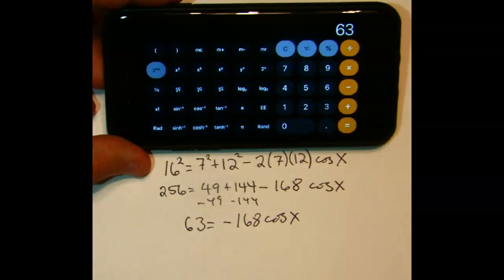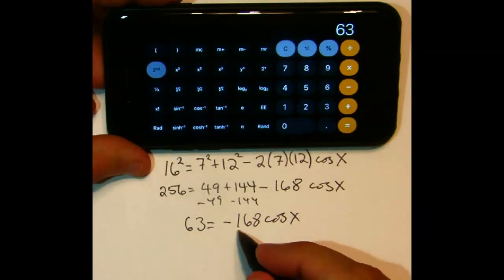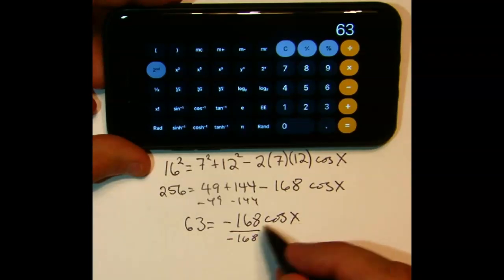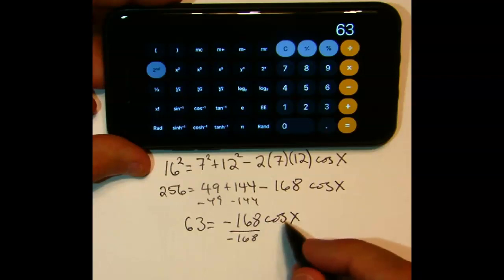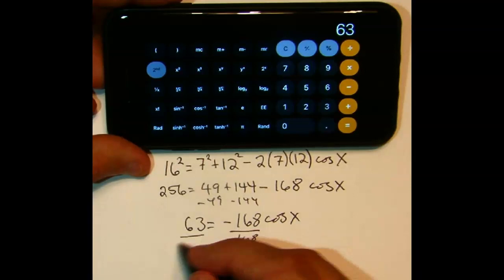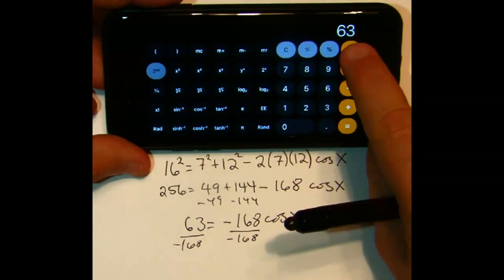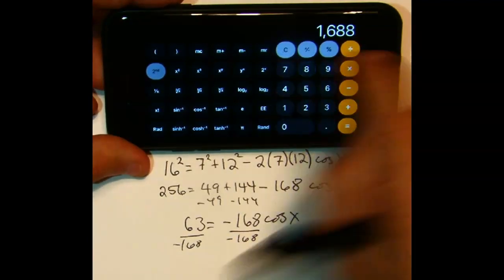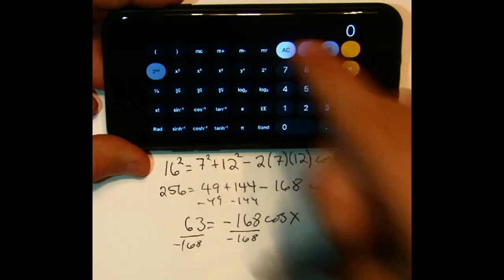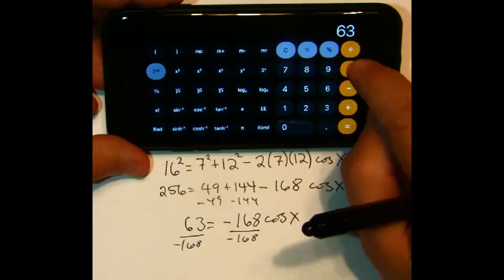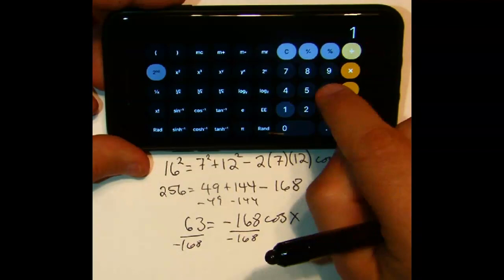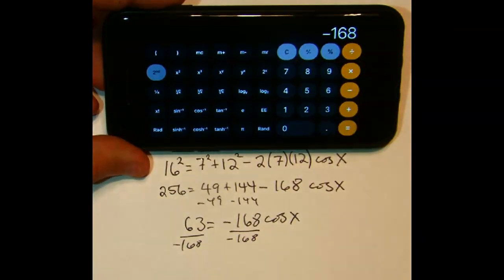Alright, now here come the last two steps. I've got to divide by negative 168, because we have to get x by itself, but the cosine is linked to the x, so let's leave that alone. Let's divide by negative 168. So take your calculator, 63 divided by 168, and put the negative there, and you get negative 0.375.